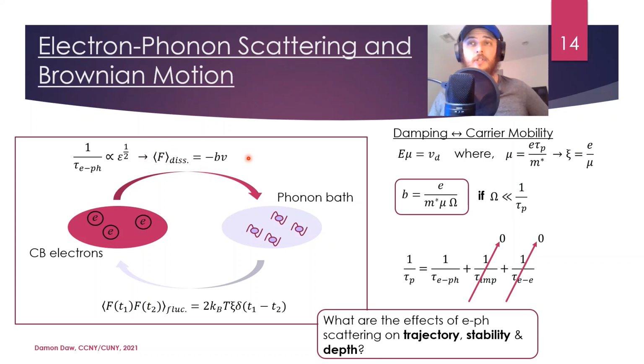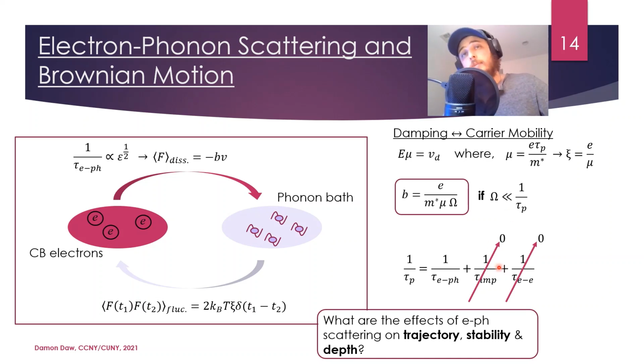It's an average force. So if you don't have a lot of collisions per period of your AC field, it's difficult to justify packaging all those collisions into one term. So this has inherent averaging inside it, and that averaging stays valid as long as you have a lot of phonon collisions per AC field cycle.